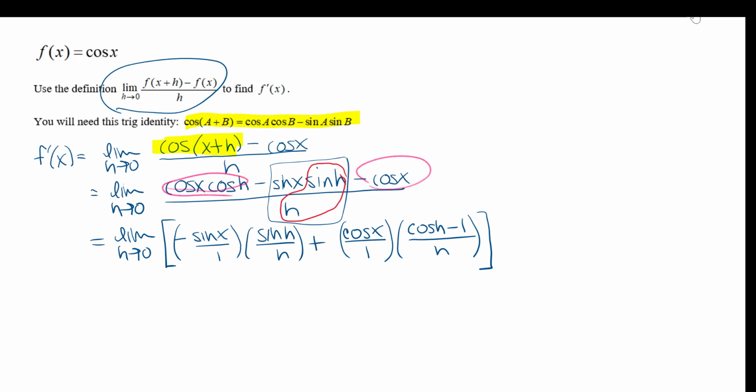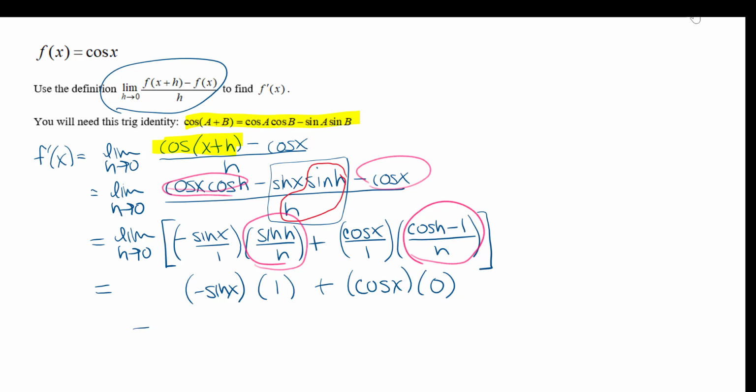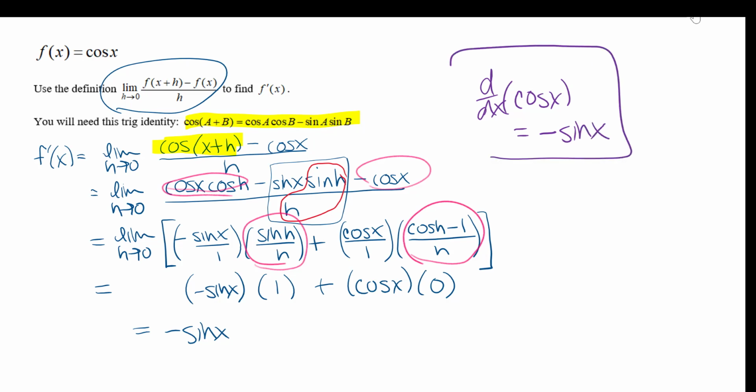But then from here it's pretty much the same way. I've got this special limit, which is 1. And this special limit, which is 0. So from here, we basically just apply those, and I get negative sine x over 1 as h approaches 0. That just stays what it is. This special limit, that's 1. And then cosine of x. And then this other special limit, that's 0. So I get negative sine x. Okay, so we just showed, and if we just memorize it, we're not going to have to go through this every time, that the derivative with respect to x of cosine of x is negative sine of x. So memorize that one too.